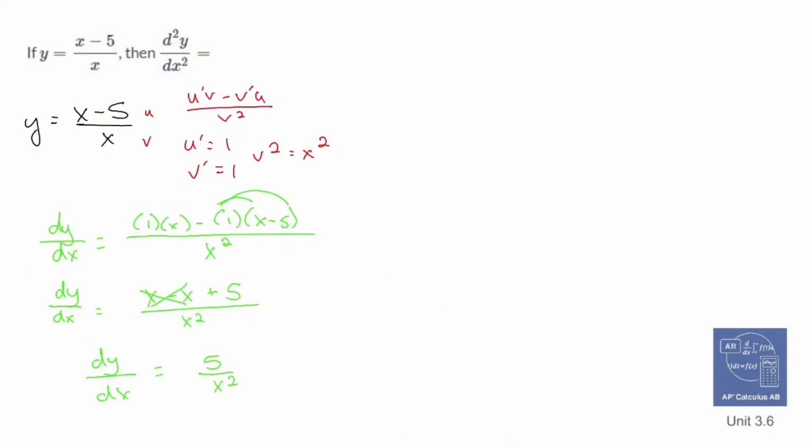Now to find the second derivative, I have to do the quotient rule again. No, I don't. I'm going to be clever here. I'm going to be smart. I went to college. I'm going to do this. I'm going to write dy dx like this because I can. 5x to the negative 2. And then I'll do power rule so I don't have to do quotient rule. Look at me being smart. Let me drop that negative 2 down.